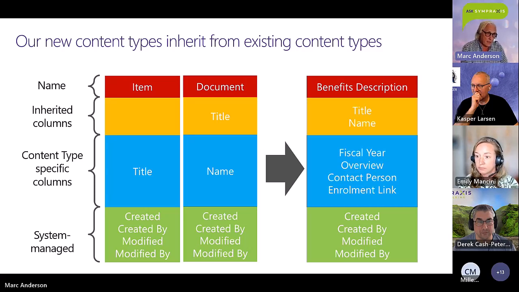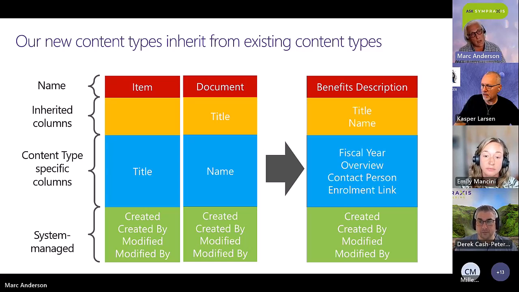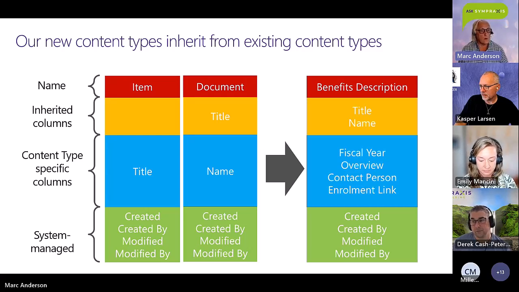Document actually inherits from item, and it adds an additional piece of metadata in a sense, and the metadata is the file name. It's actually the file that represents the document itself. And then as you start to build your own content types, you're going to inherit from things like the base document, and maybe you have a benefits description content type that includes things like the fiscal year, a brief overview so that people can just read a blurb about what this thing is as opposed to opening the document. Who's the contact person for this particular benefit? What's the link to go and enroll for that thing? Whatever that blue section is going to be, whatever metadata is going to provide some value to a process or to somebody who's trying to understand that particular object.